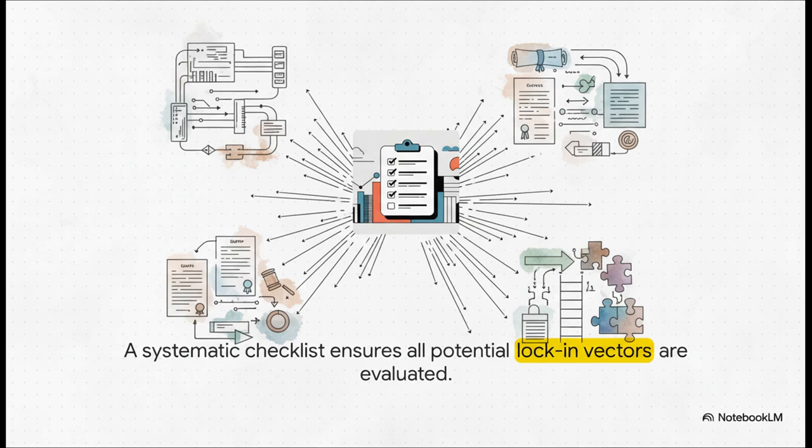What's really key here is the idea of vectors. See, lock-in isn't just one thing. It's sneaky. It can come at you from all these different directions at once. You might have technical lock-in from a special API, or contractual lock-in from a crazy licensing agreement, or even strategic lock-in, just because their software is so tangled up in how you do business. A really good checklist forces you to look at every single one of those angles.